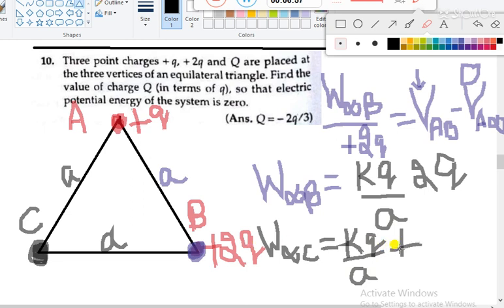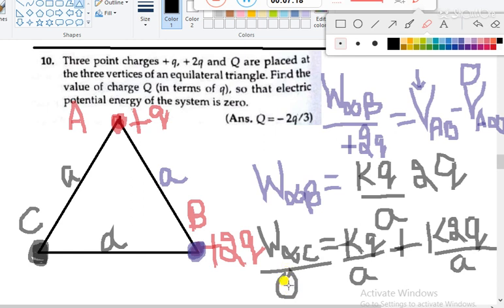because all the charges are positive here, plus K into 2Q by A. In the denominator term here, we will write capital Q, because capital Q is moved here. So this was the charge capital Q.